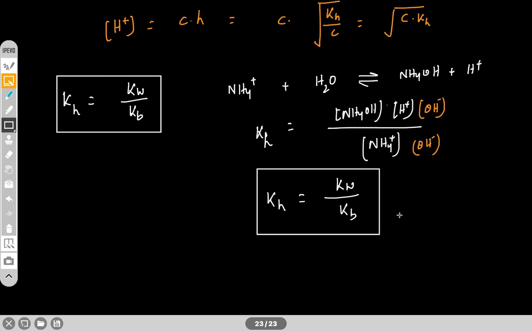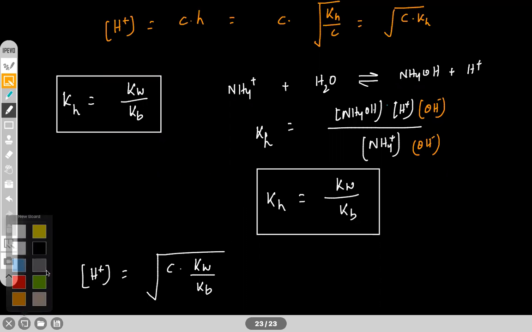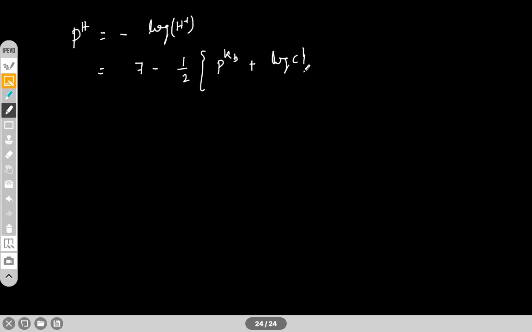Okay, so whatever is weak, that will come down in the denominator. Last time it was a weak acid, so it is Kw by Ka. Here it is Kw by Kb. Now this Kh you can substitute here and you'll get the concentration of H plus. So the concentration of H plus would be root over of C into Kw by Kb. Then pH equals minus log of H plus. And when you substitute the concentration of H plus, you will get pH equals 7 minus half of pKb plus log C.